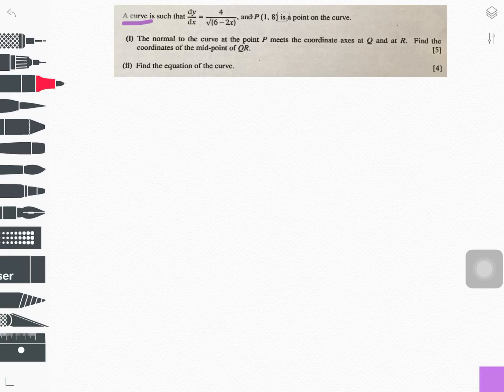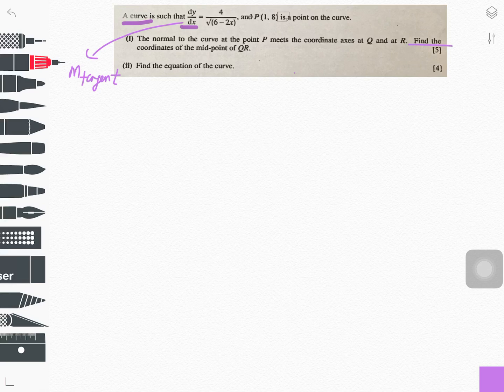A curve is given and its gradient is given. Remember, if it is a curve and a gradient is given, the dy/dx is what? Gradient of the tangent. Always remember this. And then they give me this point P(1, 8). Okay, let's see what I have to find.